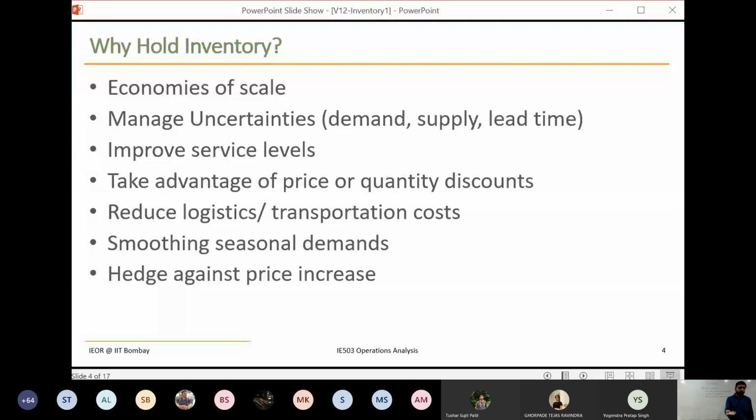A common example which most of us would have done: when you know that from midnight petrol price is going to increase, everybody fills up their tank tonight. So that's called hedging against price increase. Whether you want it or not, everybody fills up the tank right now, so that we save some money for some time.